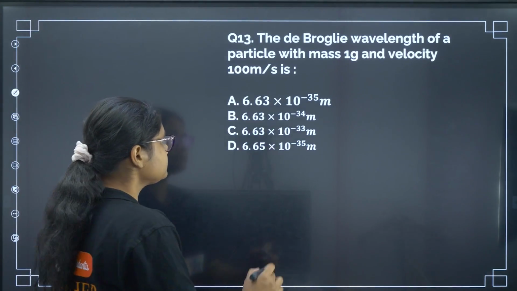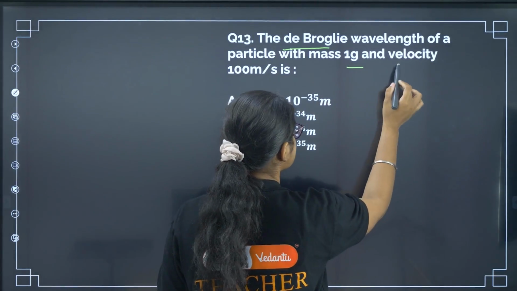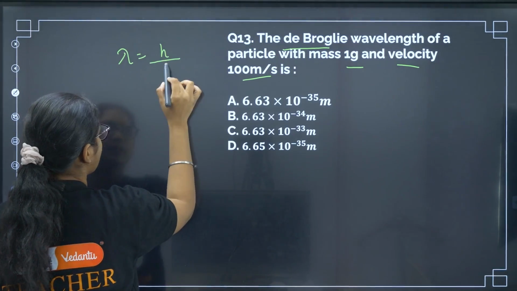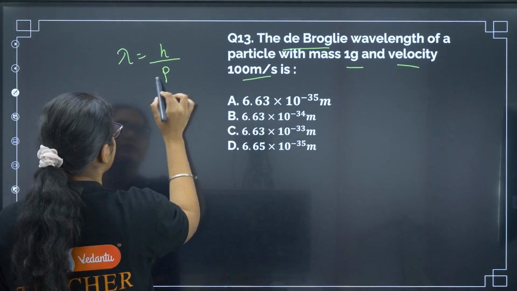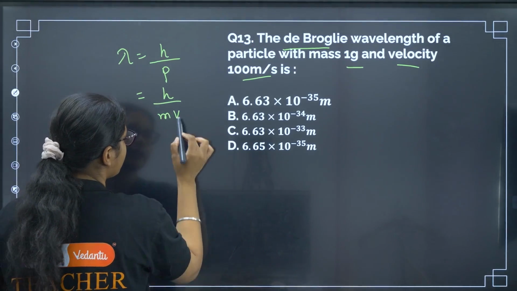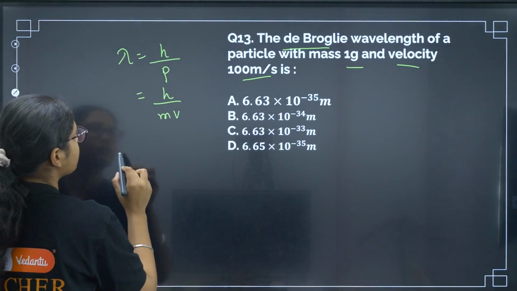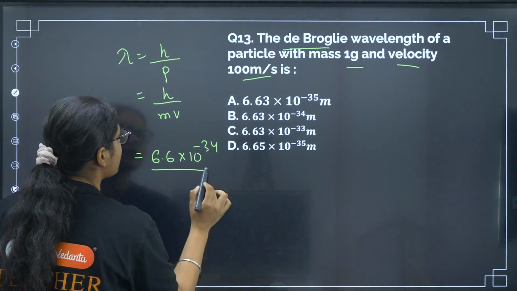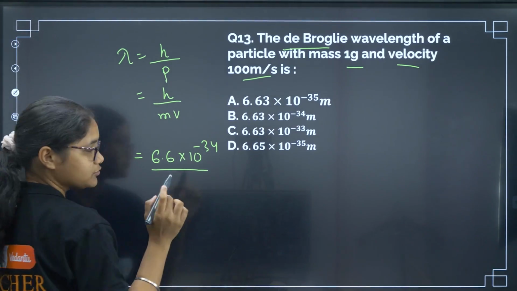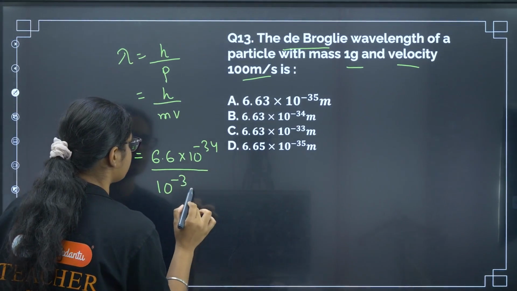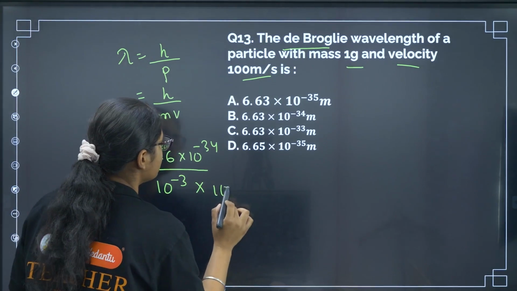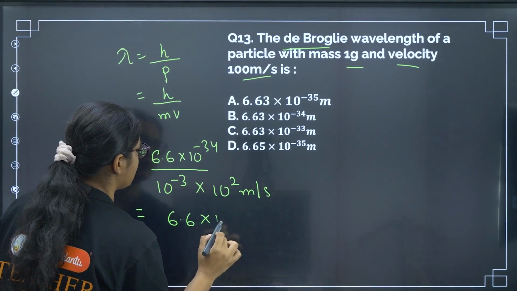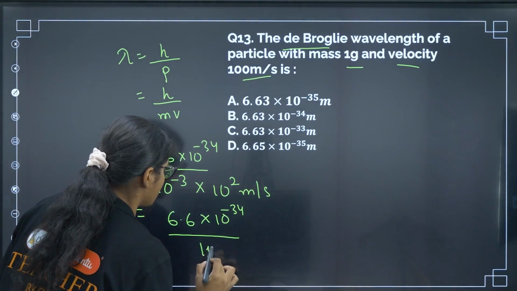Okay, next. The de Broglie wavelength of a particle with mass 1 gram and velocity 100 meter per second. So the de Broglie wavelength formula: lambda is equal to h by p, which can be written as h by mv. Okay, so now let us solve this. The h value is 6.6 into 10 to the power of minus 34. Then the mass given is 1 gram. So mass should be in kg. Okay, so that means 10 to the power of minus 3 kg. And then velocity is given to you, 10 to the power of 2 meter per second. So if I solve this, we'll get 6.6 into 10 to the power of minus 34 by 10 to the power of minus 1.